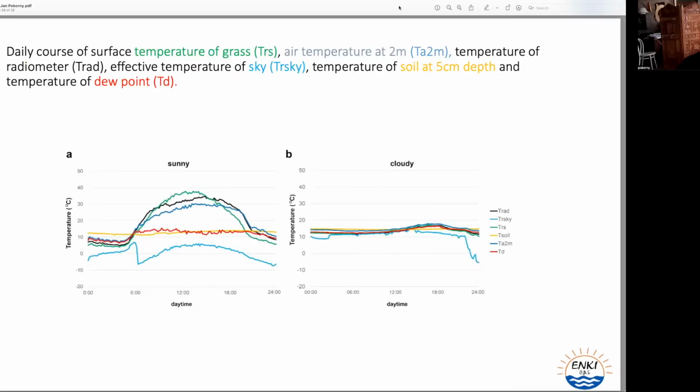Next picture. These are temperatures on sunny day and on cloudy day. The most important is the blue one down, which is effective temperature of sky calculated from the flux of watt per square meter and Stefan-Boltzmann law. The green one is the surface temperature of the ground. And you see that we have big differences in the sunny day and very small differences in temperature on the cloudy day.